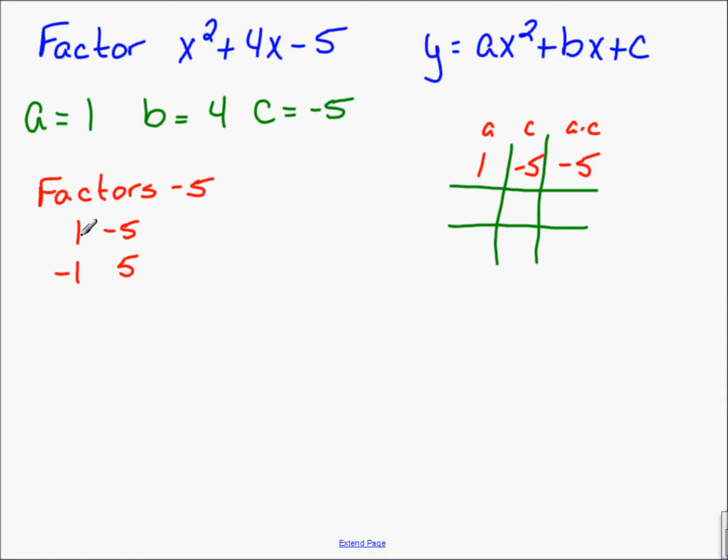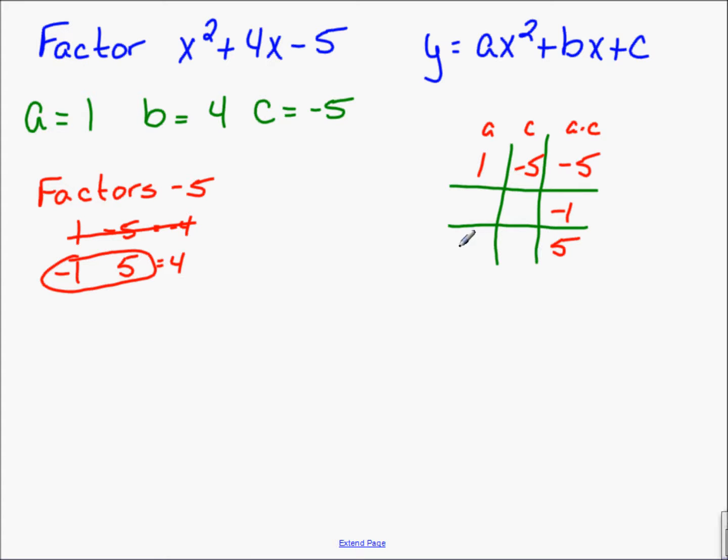Well, here when I add this, I have 1 plus negative 5. This would give me negative 4, so that's not it. Here I have negative 1 plus 5. This gives me a positive 4, so that means that these factors are what I need. So these are the two numbers that multiply to make negative 5, but when I add them, give me my b term, which is 4. So over here I'm going to put negative 1, and I'm going to put 5.